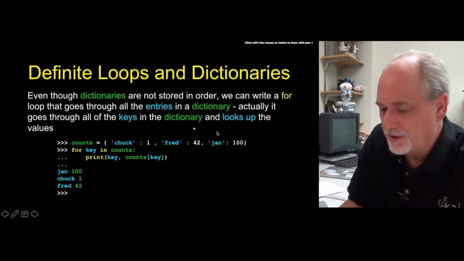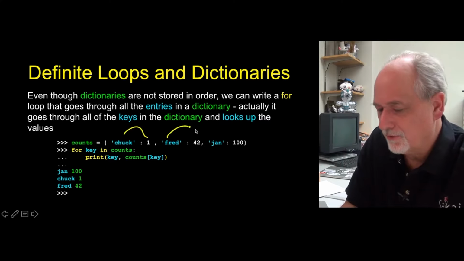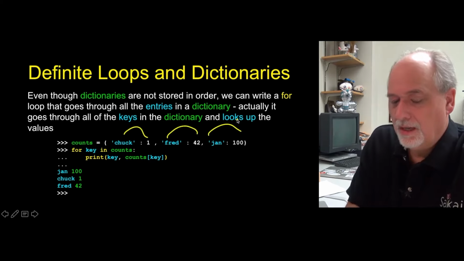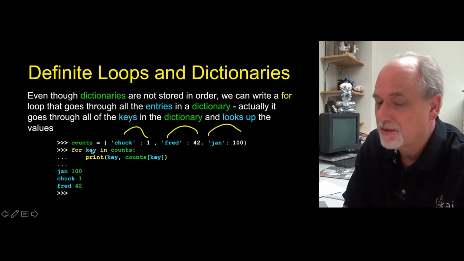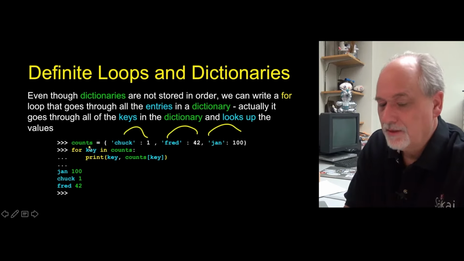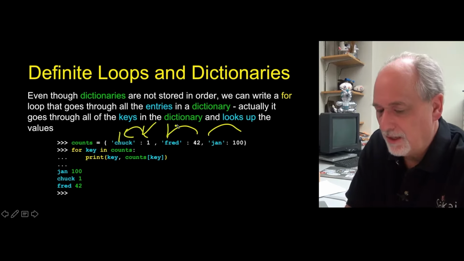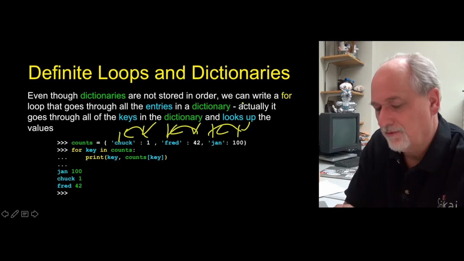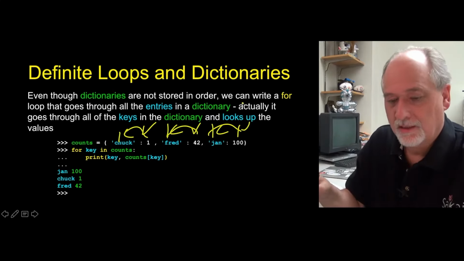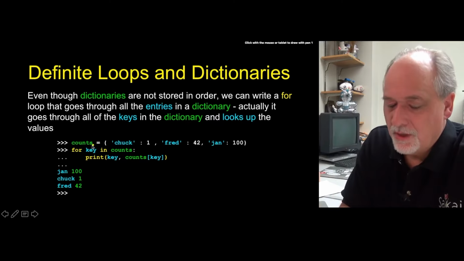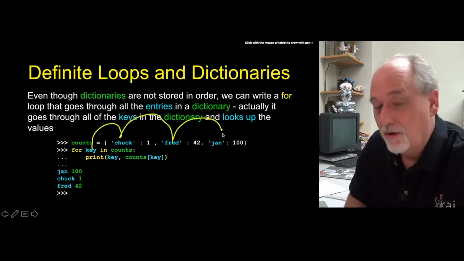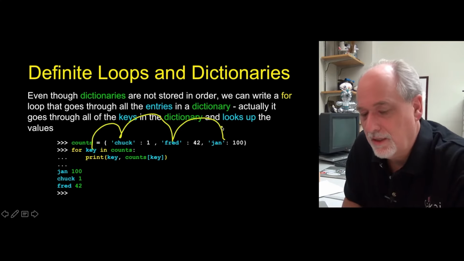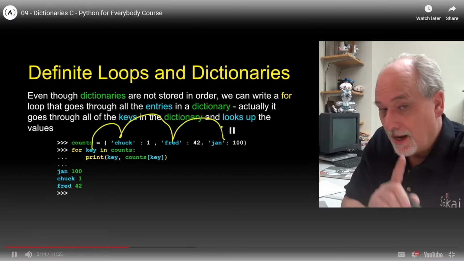So here's a dictionary, just the constant. Chuck is 1, Fred's 42, and Jan's 100. And so we're going to use a definite loop with the for key in counts. Now it doesn't have to mean key, but key is a good name because these are keys and values. I just mentally think of this as keys and values and keys and values. So this iteration variable is going to walk the keys. It's not going to walk the values. It's going to walk the keys. Chuck, Fred, Jan.